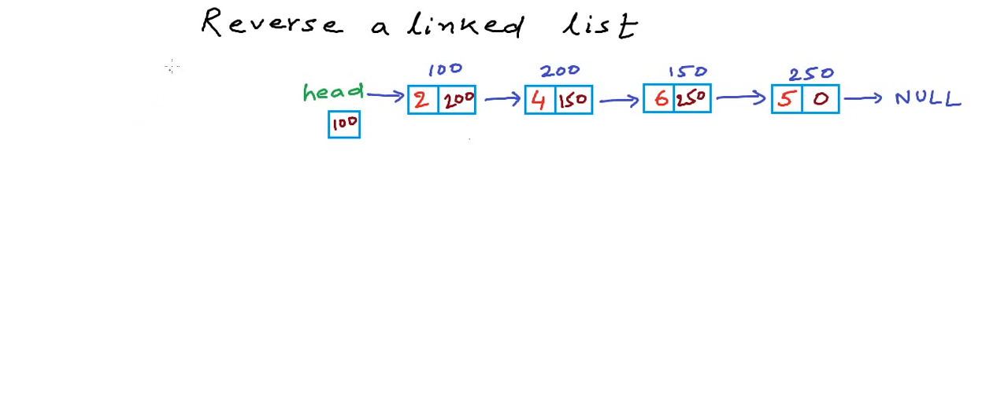Let's say we have been given a linked list of integers like this. So this is our input. We have 4 nodes in this linked list at addresses 100, 200, 150 and 250 respectively. I always write these addresses in the logical view because it's really important that we visualize how things are in the memory and what is what.